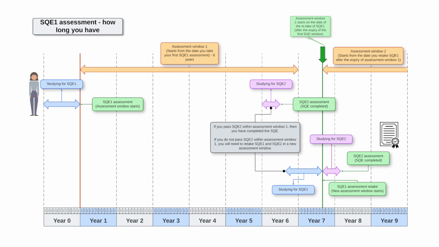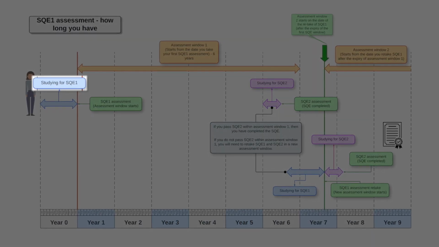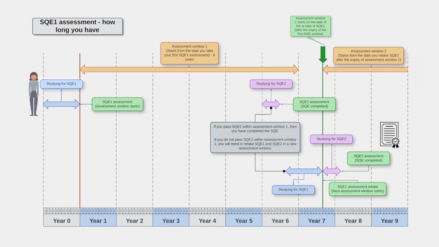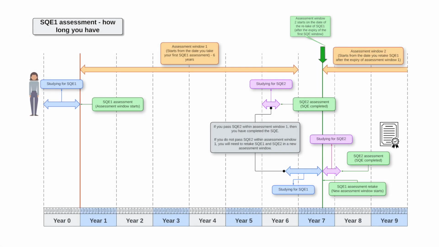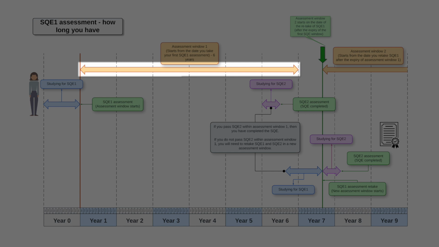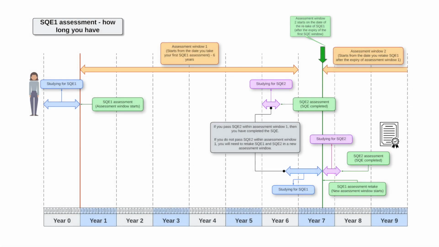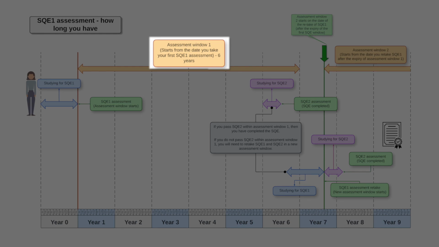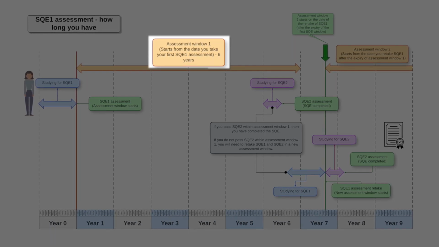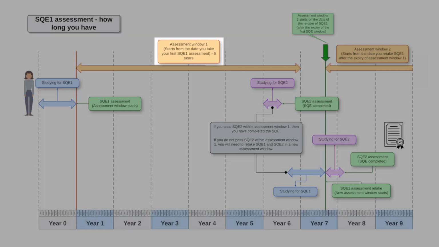So you can see here, there's you studying for SQE1 at year 0, if you like, and then the SQE1 assessment window starts here, this red line. You've got then 6 years. You can see right up to here, the end of year 6, shown by this line. This is the 6-year assessment window. And it starts from the date that you take your first SQE1 assessment. So that's when the 6-year window begins.